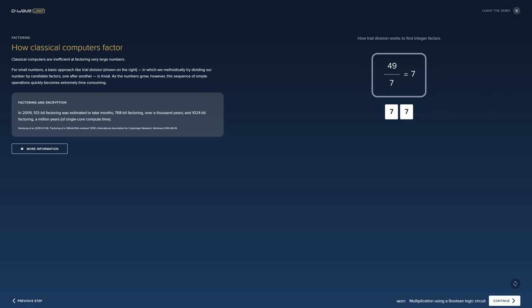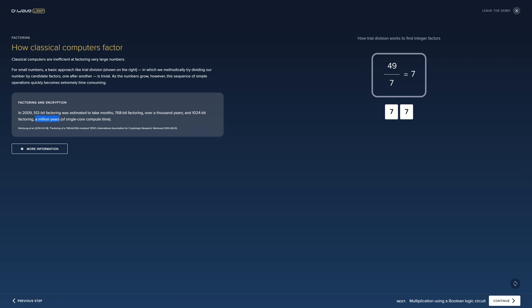So, factoring and encryption. In 2009, that was 10 years ago, 512-bit factoring was estimated to take months. 768-bit factoring, over 1,000 years. 1,024-bit factoring, a million years. In single core compute time. Okay, what is this here? The factoring of a 768-bit RSA modulus, PDF, International Association for Cryptologic Research. You can read it here if you want to get more.